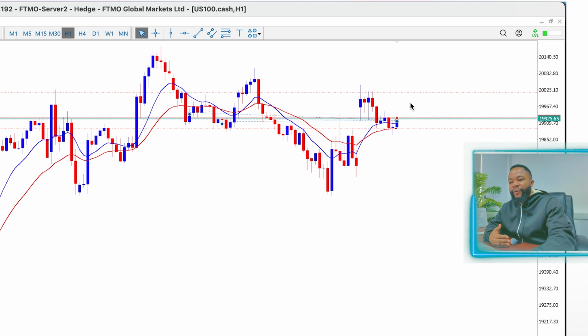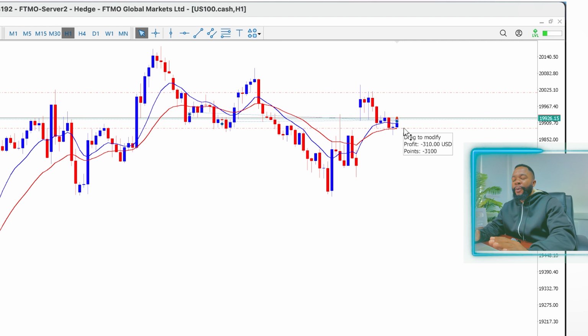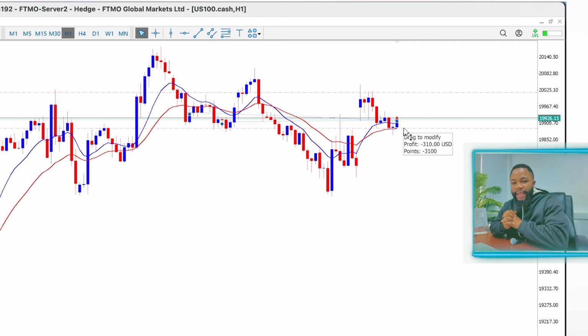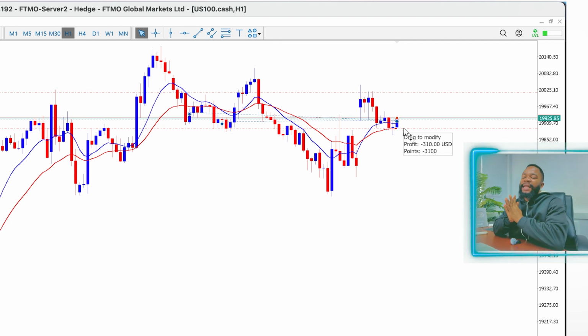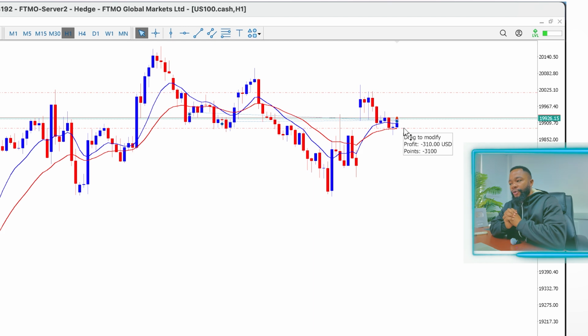As soon as it continues moving up, even if it's just moving by a point, that trailing stop will start moving by 1 point. It will start following it. But at any point in time, the distance between the current market price and your stop loss will always be 3,100 points, so that you don't suffocate your trade. So that's how you put a trailing stop on your trade, particularly when you are trading Nasdaq.